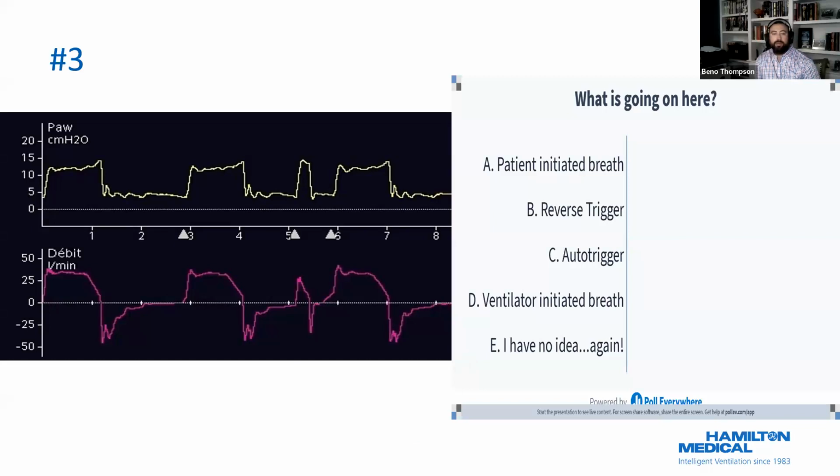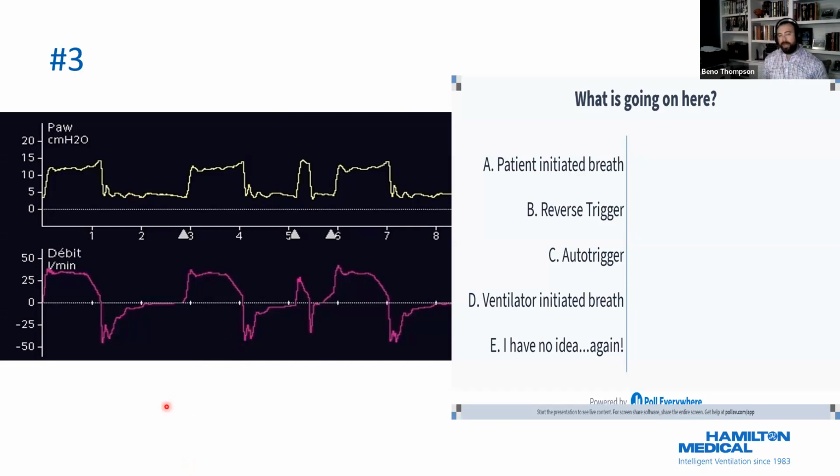Let's see the poll popping up. Let's take another second to look at it. Oh, there it is. Auto trigger, auto trigger, auto trigger, ventilator-initiated breath. Nobody else is picking patient-initiated breath. Oh, there it is. All right, well, it's supposed to be an auto trigger, but yes, there are some patient-initiated breaths in there. So if you chose that, you are also correct.